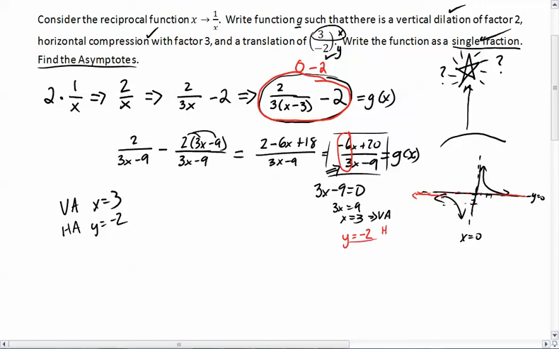So we've come up with several ways of finding our horizontal and vertical asymptotes. As I go through the other examples, I'm not going to do all those ways again, but you're welcome to use any of those methods to try to find your asymptotes.